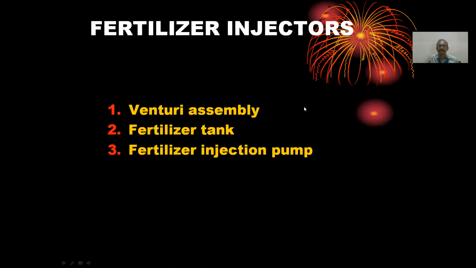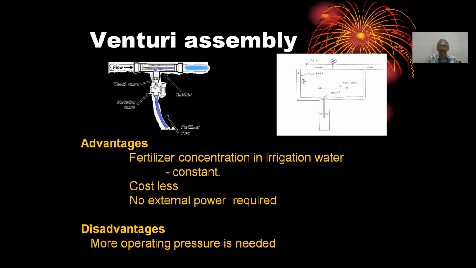Now we will see fertilizer injectors. I said there are three kinds of fertilizer injectors. One is called the Venturi assembly, the second is the fertilizer tank, and the third is the fertilizer injection pump. We will see one by one how each accessory functions. Venturi assembly has a simple mechanism.